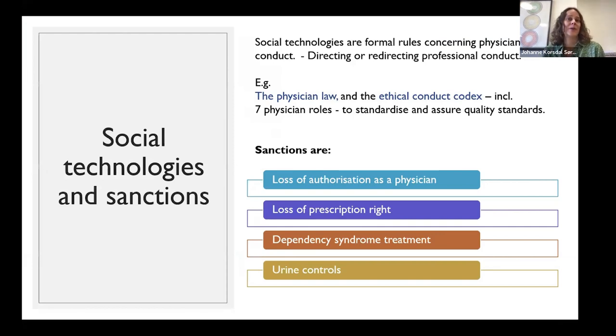But what do we do about drug use at the workplaces? We have the social technologies and sanctions to actually try to direct and redirect professional conduct. And this may be, for instance, the physician law and also an ethical conduct codex for physicians. In Denmark, we have about seven physician roles that standardize the professional conduct for physicians. And this is a way to assure quality standards. But then the sanctions are also part of this social technology, and they are also meant to direct and redirect the conduct. And these are the loss of authorization as a physician, the loss of prescription right, and then of course dependency syndrome treatment and urine controls.